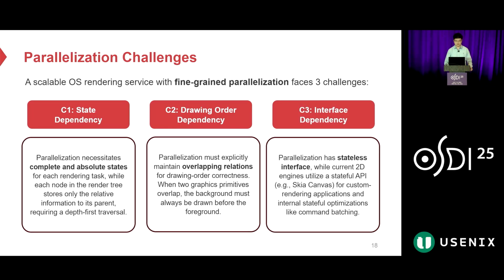Third, interface dependency. Parallelization is inherently stateless. While current 2D engines utilize a stateful API for custom rendering applications and internal stateful optimizations like command batching, a new parallel model must maintain compatibility as well.